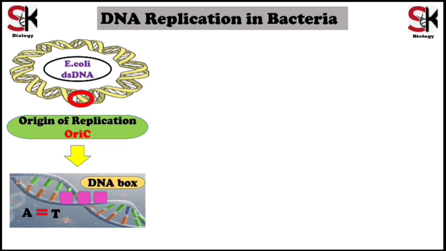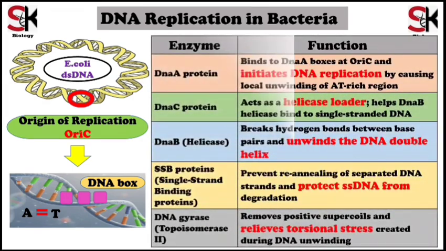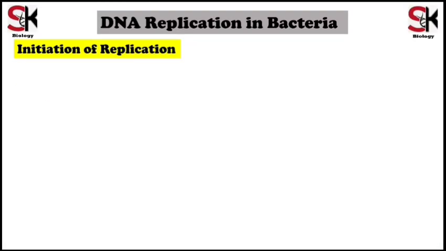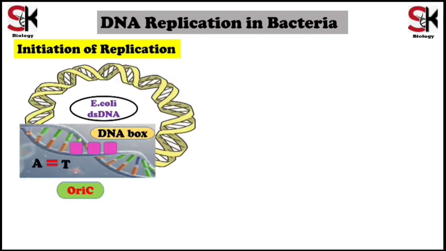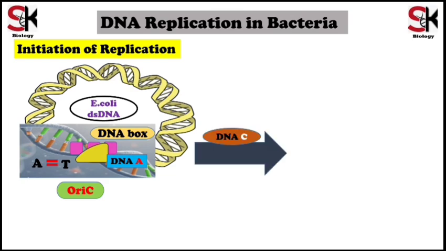Now the question is, why AT rich region? AT base pairs contain two hydrogen bonds, so they can be easily opened. Once the origin of replication is set for replication, the first step of replication is initiation of replication. Firstly, DnaA protein binds to DnaA boxes at oriC and the DNA helix starts opening.